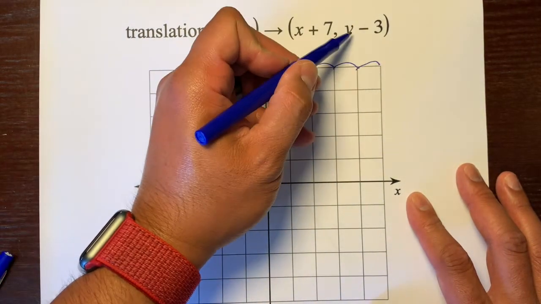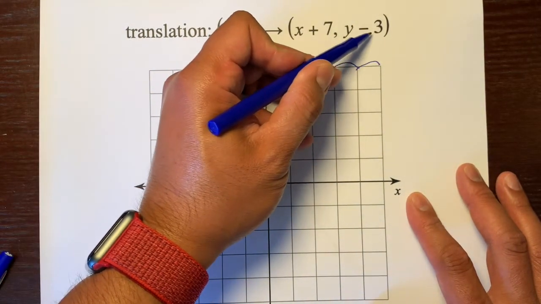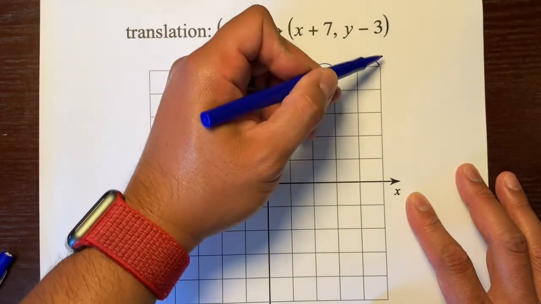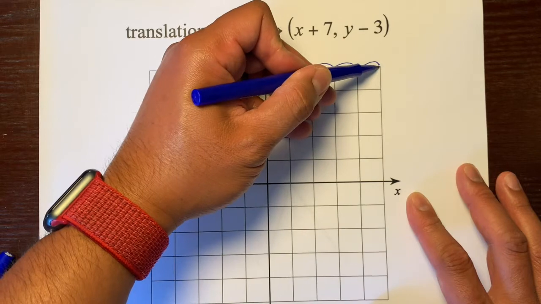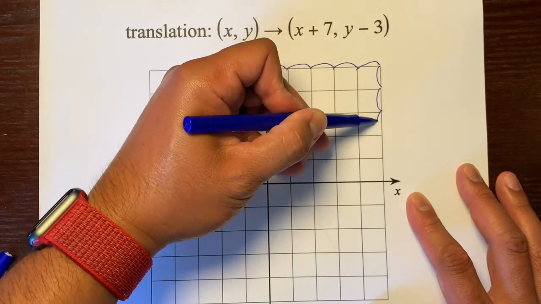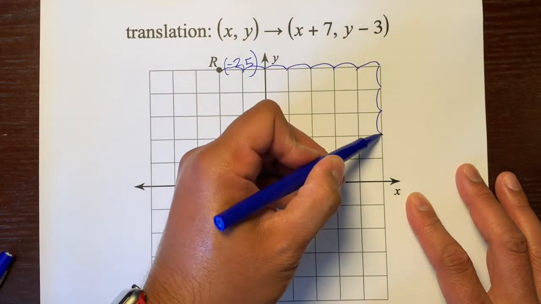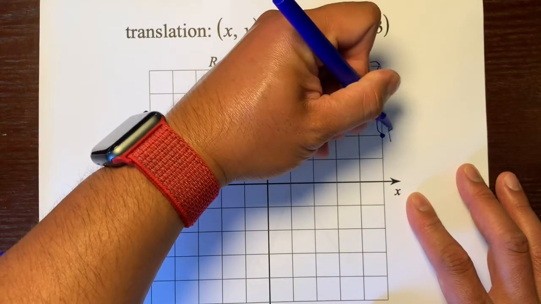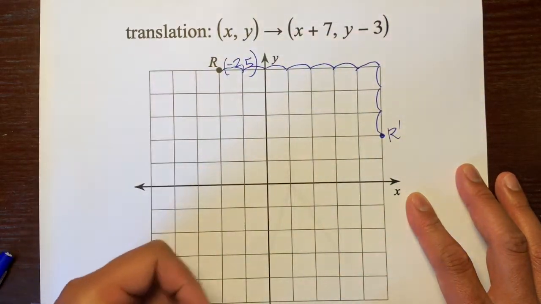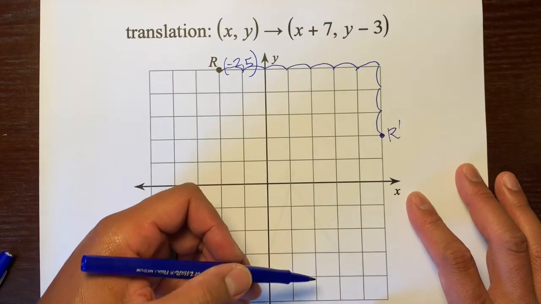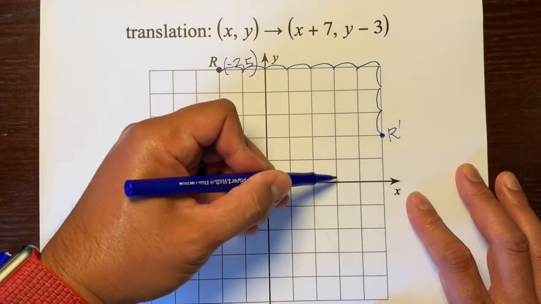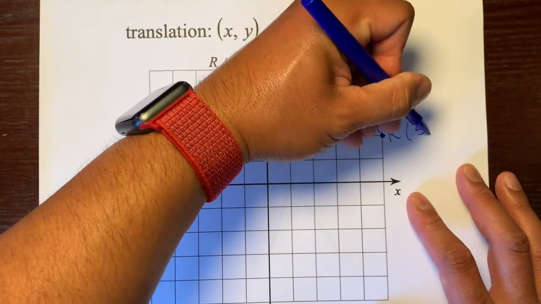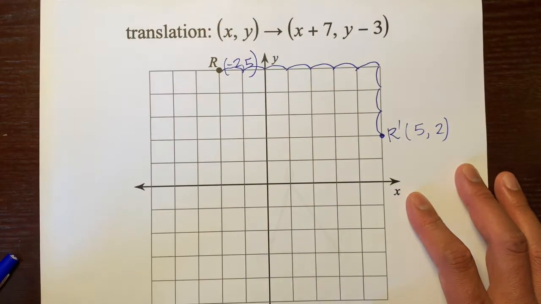And then when it's negative, so y is the vertical axis, so the negative means go down 3, so 1, 2, and 3. So this point right here where we stopped is our new r, or r prime. And what are the coordinates of this? So 1, 2, 3, 4, 5, and up 2. So our coordinates would be 5, comma, 2.